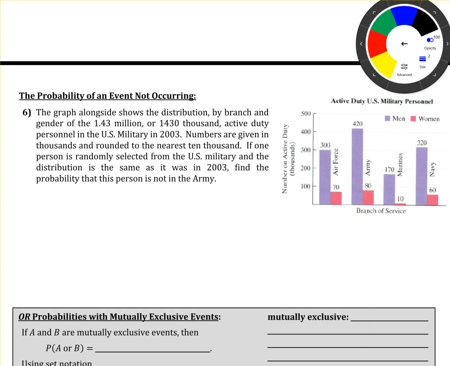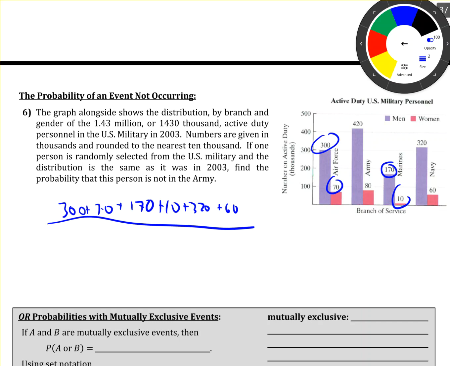Now, one thing you could do is find the probability that the person is not in the Army. I could do 300 plus 70, right? Plus 170 plus 10 plus 320 plus 60. I could do all of that over 1430. So 370, 440, 540, 550, 850, 870, 930. So I get 930 over 1430. So I get 93 over 143.